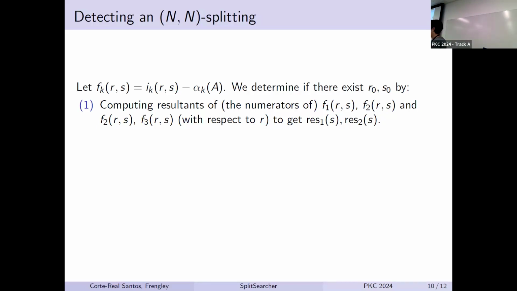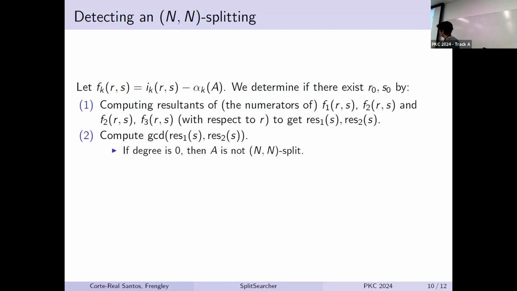One of the ways you do this is through elimination theory. You compute these so-called resultants, and then we compute the GCD. So we take the resultant of F1 and F2, F2 and F3, and then compute the GCD. As a bit of an exercise, work out that if the degree of this GCD is 0, then A is not NN split. And if it is not 0, then it is NN split.